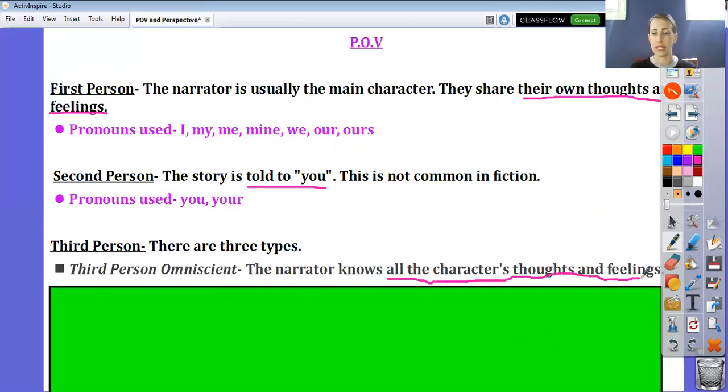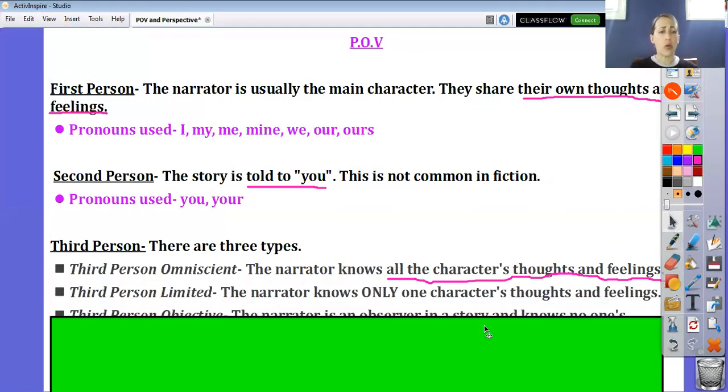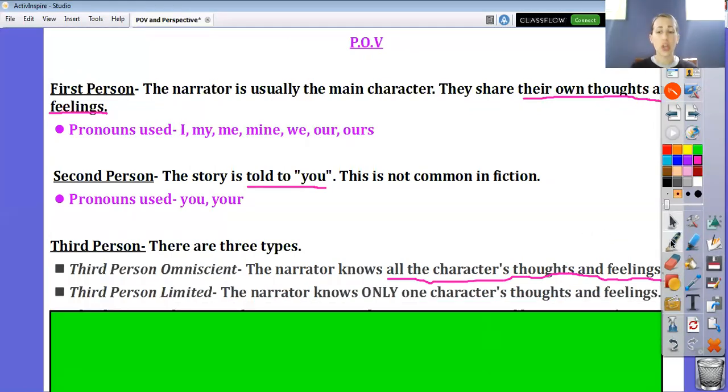Sorry about my underlining, it's done with the mouse. So omniscient is all-knowing. We know what every character thinks, every character feels. Now, with third person limited, we only know one character's thoughts and feelings. So it is what one character thinks and feels. Other characters may speak in the story, but it's not giving us info about their thoughts and feelings.